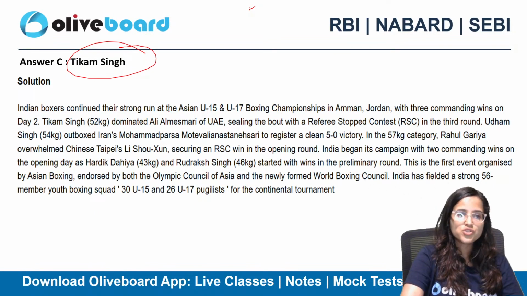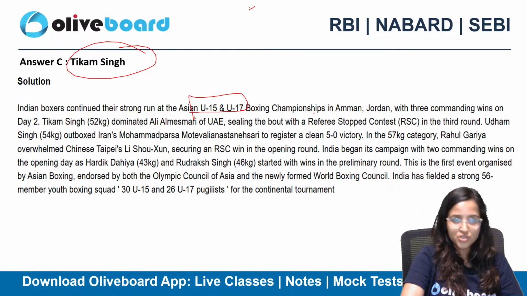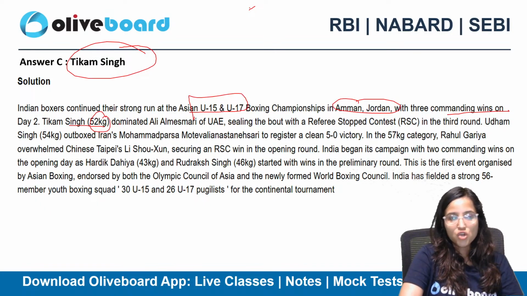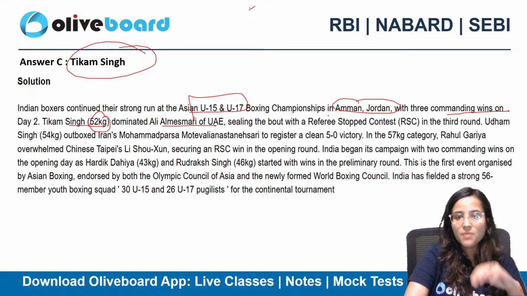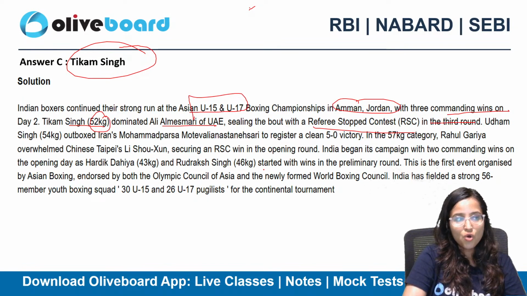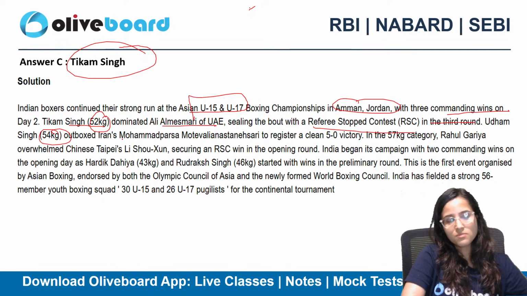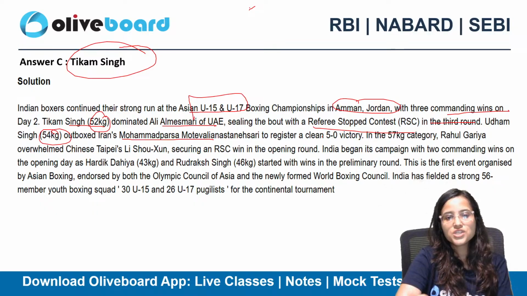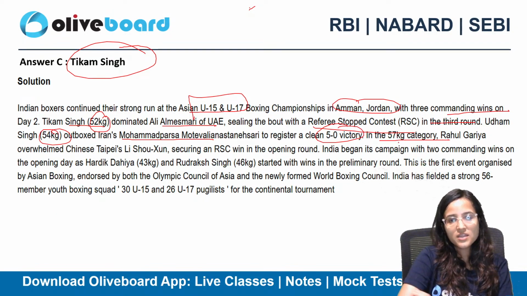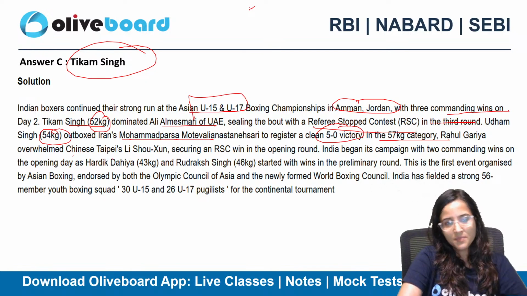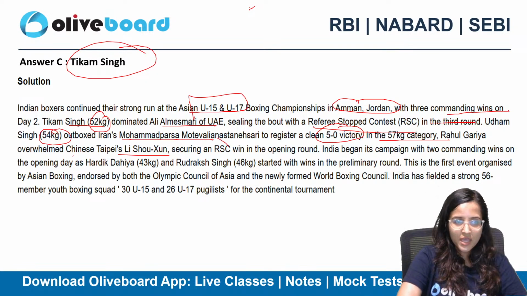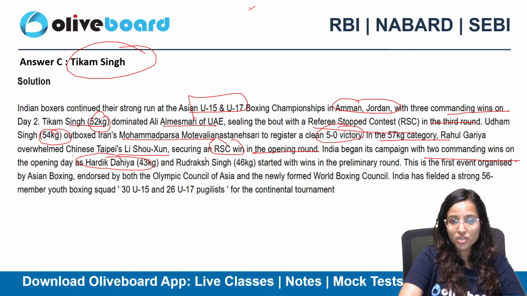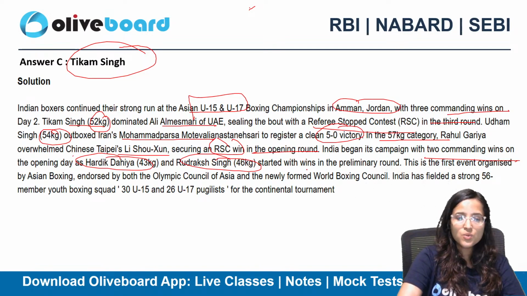Indian boxers continued their strong run at the Asian Under 15 and Under 17 boxing championships in Amman, Jordan, with three commanding wins on day 2. Tikam Singh, 52 kg, dominated Ali Al-Mesmari of UAE, sealing the bout with a referee-stopped contest in the third round. Udham Singh, 54 kg, outboxed Iran's Mohammad Parsa Motevali, registering a clean 5-0 victory. In the 57 kg category, Rahul Garia overwhelmed Chinese Taipei's Li Xiaohun, securing an RSC win in the opening round. India began its campaign with two commanding wins on the opening day as Hardik Dahiya, 43 kg, and Rudraksh Singh, 46 kg, started with wins in the preliminary round.